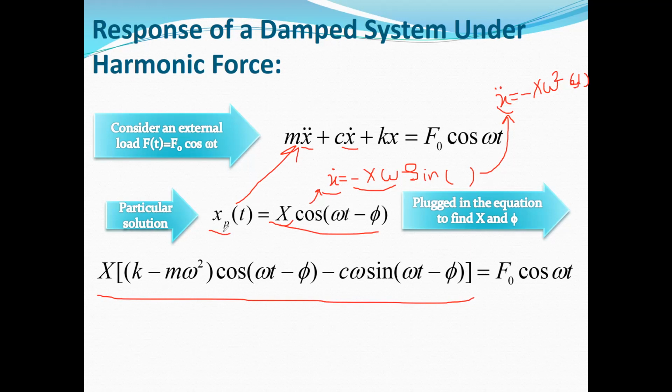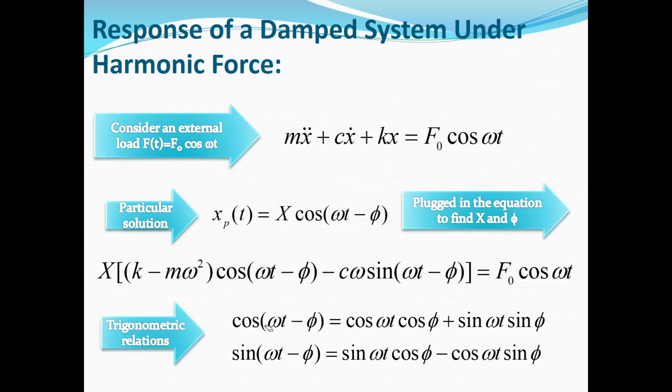By substituting the particular response, on the left-hand side we have cosine(omega t minus phi) and sine(omega t minus phi). But on the right-hand side, we only have cosine omega t. So the next step, we need to use the trigonometry relations to convert cosine(omega t minus phi) into a form of cosine omega t and cosine phi, and also convert sine(omega t minus phi) into a combination of sine omega t and sine phi. So we use these equations.